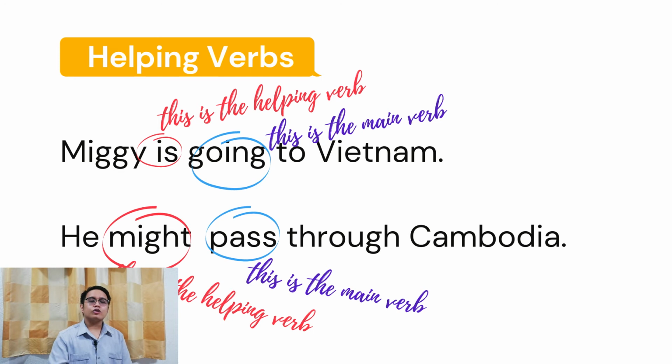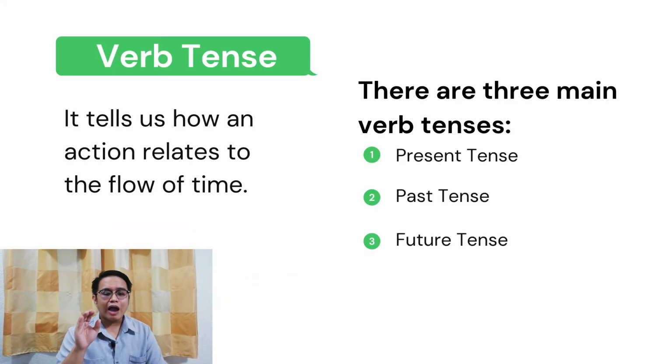Now, let's go to the verb tense. Mao na ni, gapaduol na ta sa atong topic. Now we talked about the kinds of verbs. Now let's go to the verb tense. Now, a tense of a verb tells you how an action relates to a flow of time or kanusa siya nahitabo. A tense will tell you kanusa nahitabo ang action.